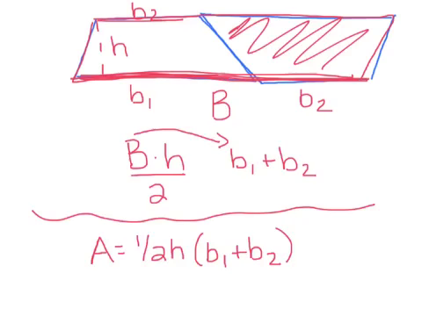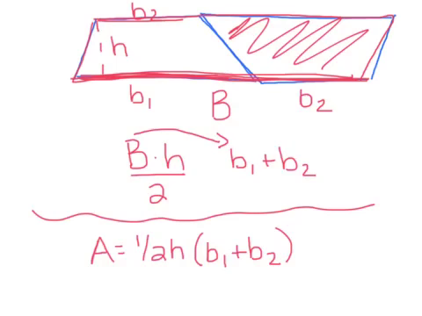What I'm really saying is to get area of a trapezoid, I'm adding the two bases together because that's like laying two trapezoids next to each other and making a parallelogram. I'm adding the two bases together and multiplying by the height and then cutting that in half because I don't want this second parallelogram. Does that make sense? So that's your formula for area of a trapezoid.